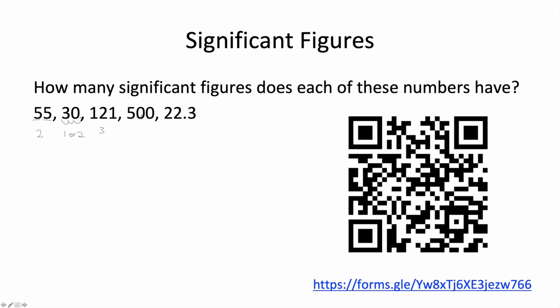500, this is like the 30. We don't know if this 0 is significant. We don't know if this 0 is significant. So this one here is 1 or 2 or 3. And 22.3, we've got the 1 decimal place here, which is significant, and then 2 on this side. So this one here has 3 significant figures.